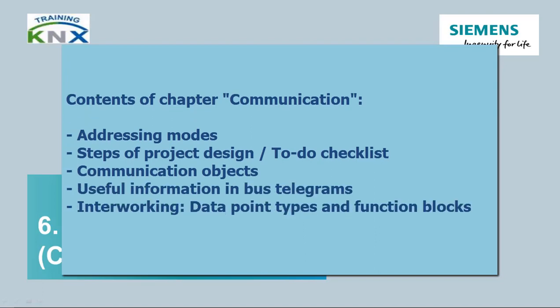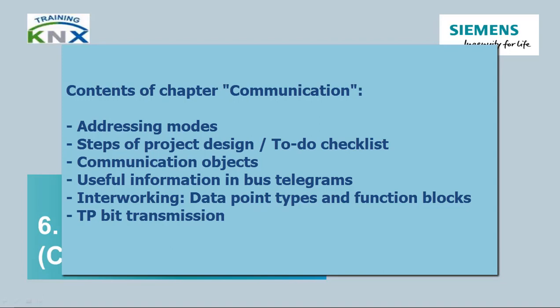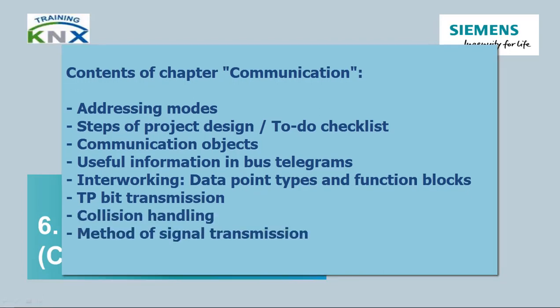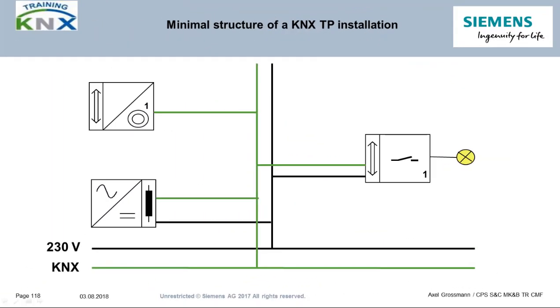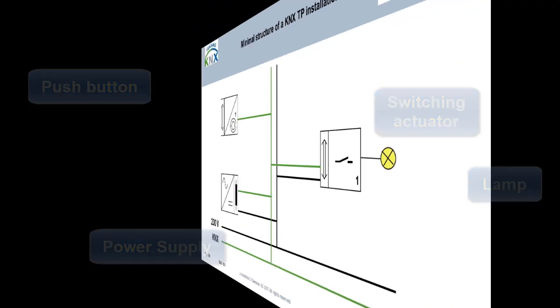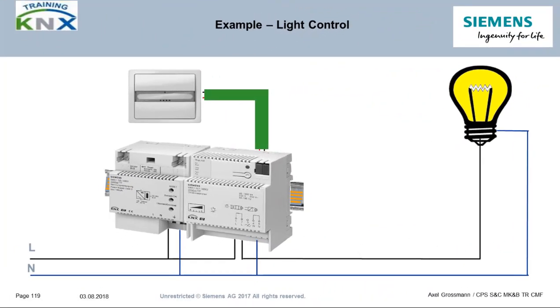The individual topics here are addressing modes, steps of project design, to-do checklist, communication objects, user information in a bus telegram, interworking, data point types and function blocks, twisted pair bit data transmission, collision treatment, method of signal transmission. We return to our KNX bus in a nutshell, as we have started in the chapter Installation. A push button, an actuator and a bus power supply. As a reminder, the picture of this assembly once more.